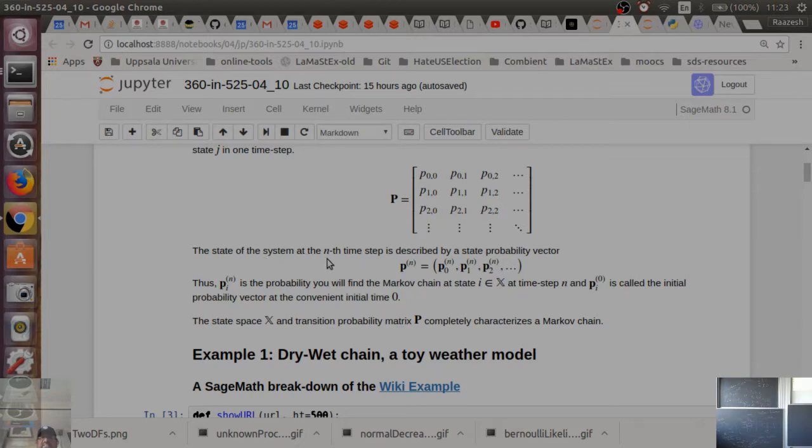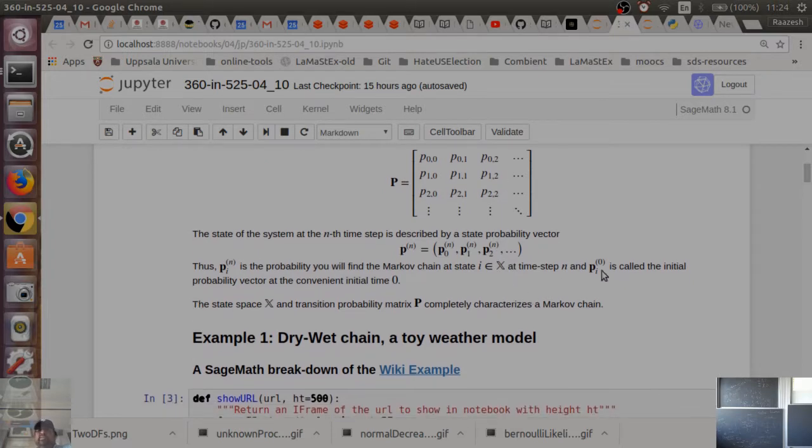Okay, then this is the other one. So how do we keep track of the state of the system at the nth time step? It's described by what's called the state probability vector, p super n, right? This vector has the probability of being in state 0 at time n, state 1 at time n, state 2 at time n, and so on. So this possibly countably infinitely long vector will be of length n if the number of states is only n, or m, let's say. This vector is the main object of interest because it describes the state probability of the whole system at time step n.